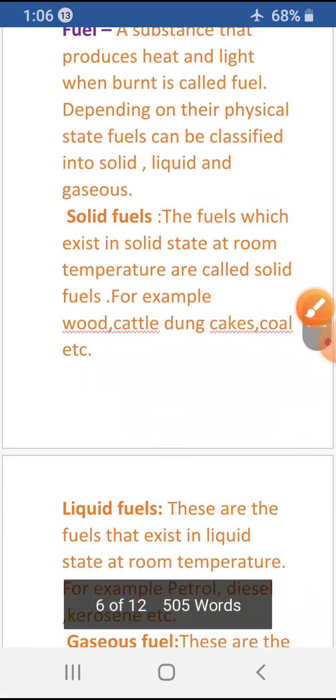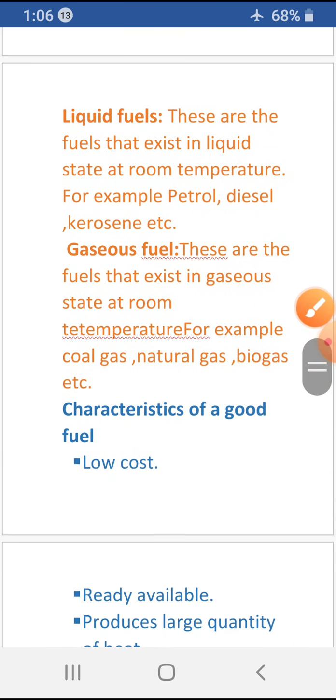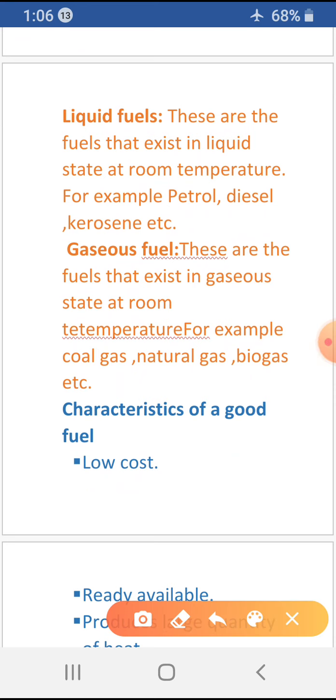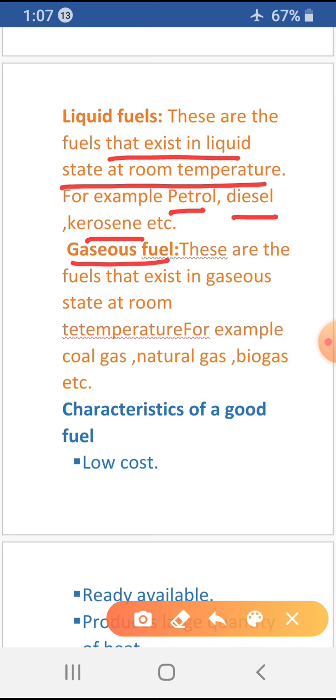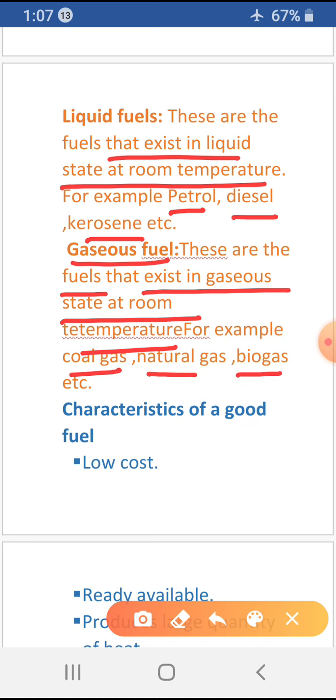Next type is liquid fuel. There are many liquid fuels around us like petrol, diesel, kerosene that we are using in daily requirements, and we can define it as the fuel that exists in liquid state at room temperature. Third type is gaseous fuel. The fuels that exist in gaseous state at room temperature. For example, coal gas, natural gas, biogas.